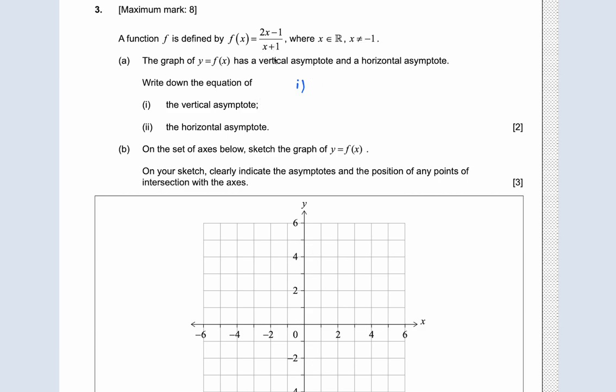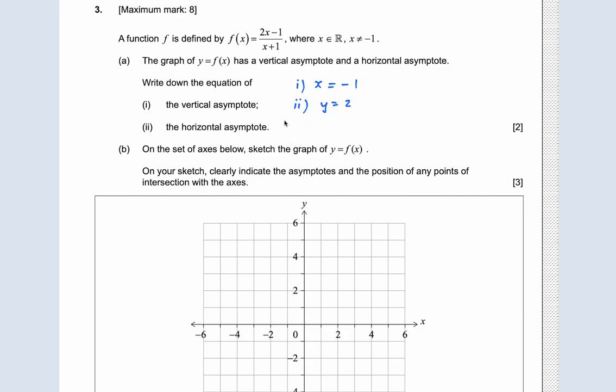The vertical asymptote is where the denominator equals 0, so x plus 1 equals 0, or x equals -1. The horizontal asymptote is y equals 2. It's the limit as x approaches infinity. So as x gets bigger and bigger, you're left with 2 over 1. So y equals 2. Then it says, on the set of axes below, sketch the graph of y equals f of x.